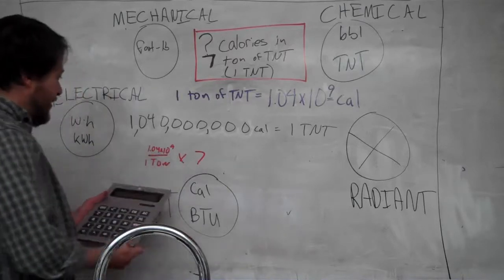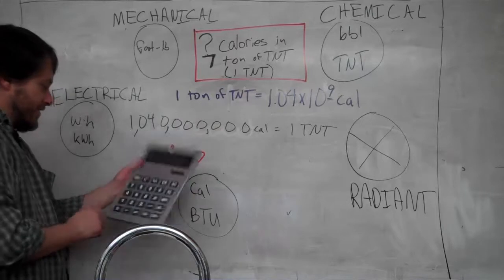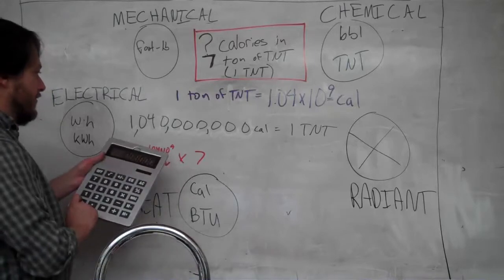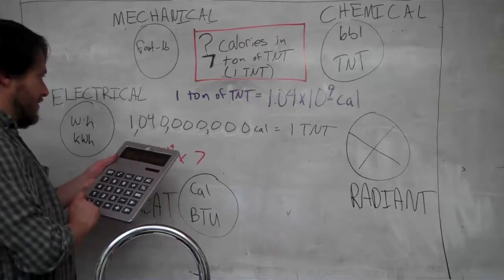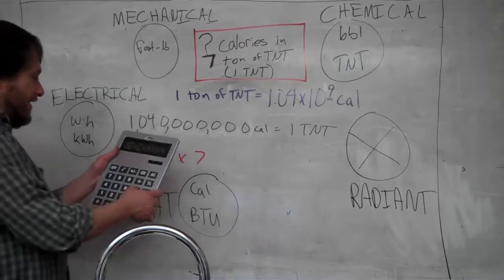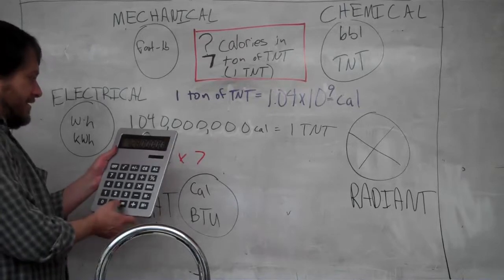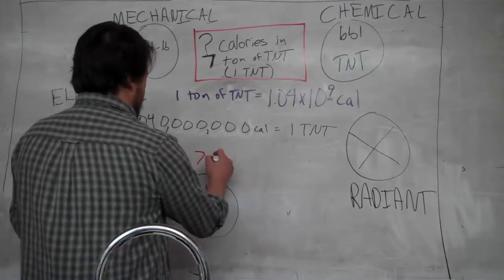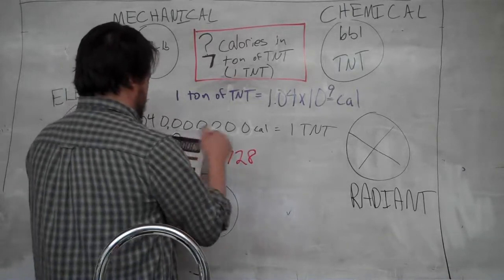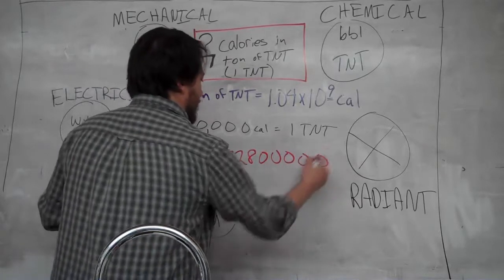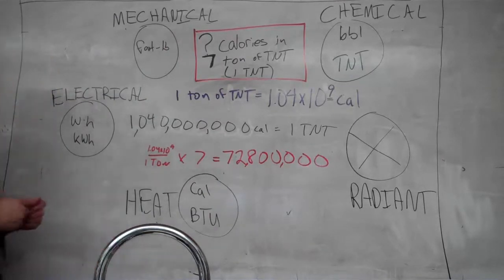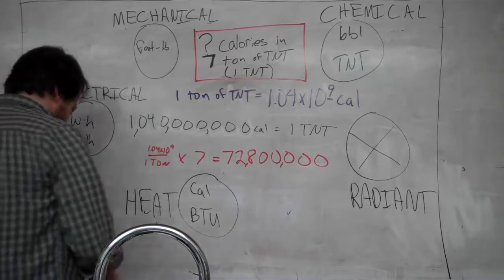All right, and I'll just put it in this way because this doesn't do scientific notation. 1, 0, 4, 0, 0, 0, 0, 0, 0, 0. One more 0, right? We good? And then times 7. And that gives us 7, 2, 8, 1, 2, 3, 4, 5, 0, 0, 0, 0, 0. Bam, bam.